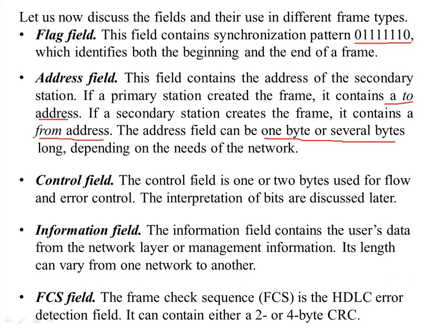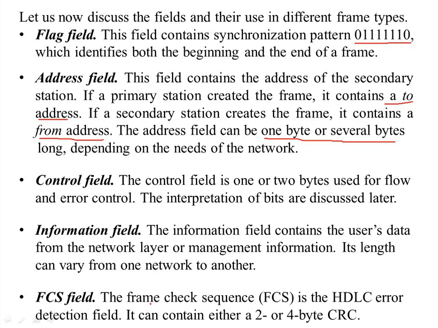Then the control information. The control field is 1 byte or 2 bytes for flow or error control. The interpretation we are going to discuss after some time. The information field is the user data in the case of the I frame, and it is the management information in the case of the U frame. Its length can vary from one network to another.